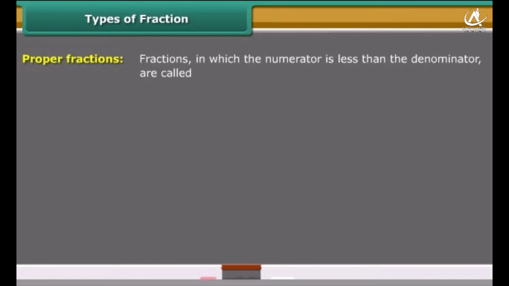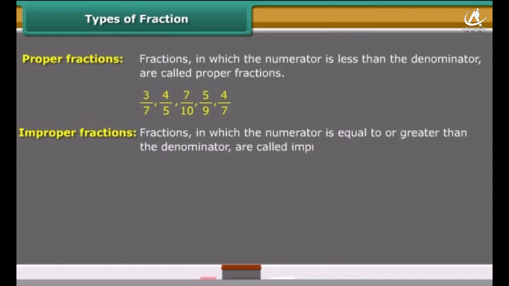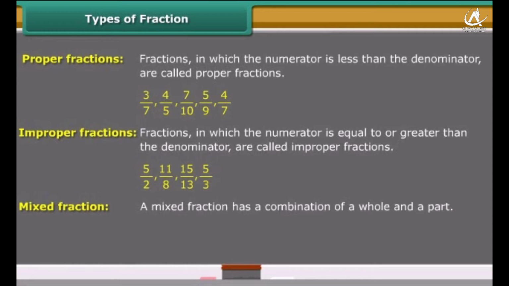Proper fractions. Fractions in which the numerator is less than the denominator are called proper fractions. Improper fractions. Fractions in which the numerator is equal to or greater than the denominator are called improper fractions. Mixed fraction. A mixed fraction has a combination of a whole and a part.